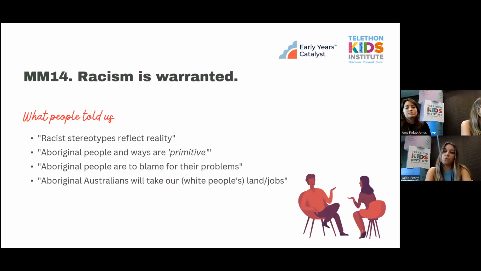The next mental model, racism is warranted, suggests that racism is justified because of perceived characteristics or behaviours of the stigmatised group. So racist stereotypes reflect reality. Aboriginal people and ways are primitive. Aboriginal people are to blame for their problems, and this one was seen as more of an outdated mode of thinking, but that Aboriginal Australians will take our white people's land and or jobs.